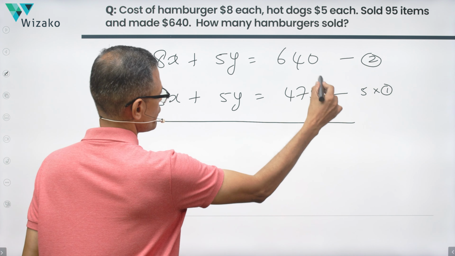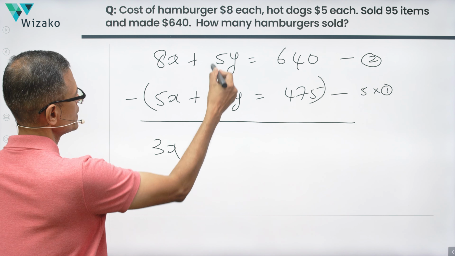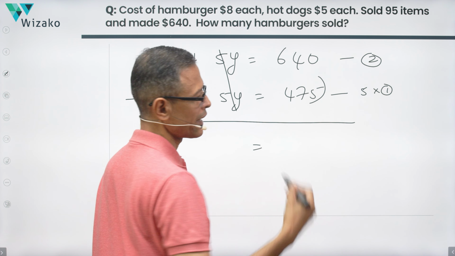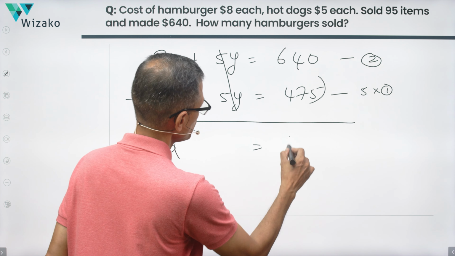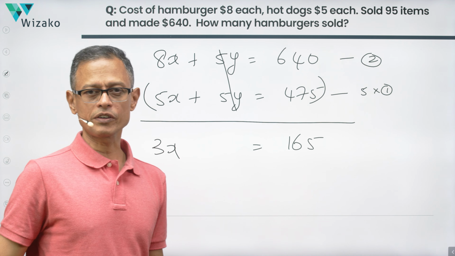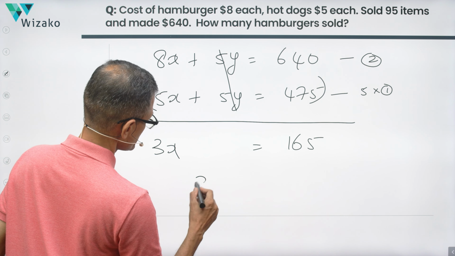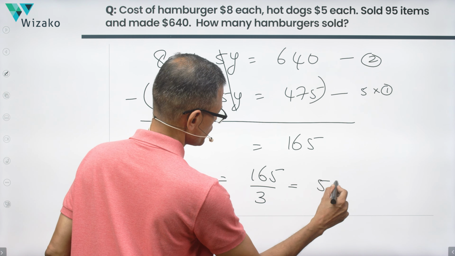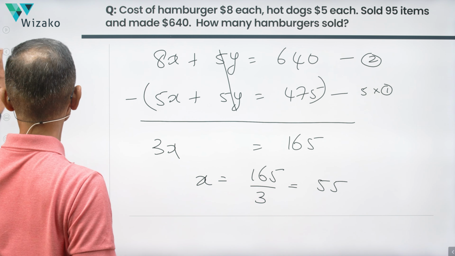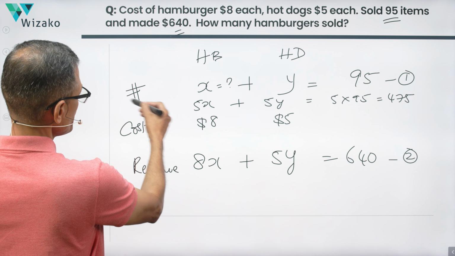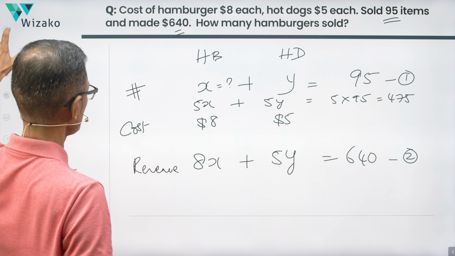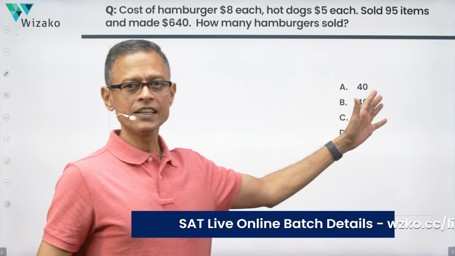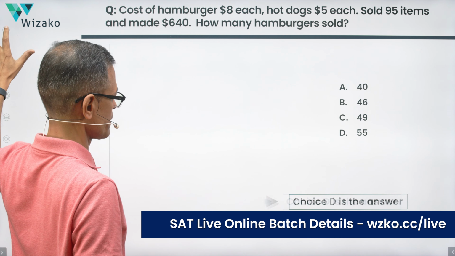8x minus 5x will leave us with 3x. 5y and 5y will cancel to leave us with a 0. 640 minus 475 is equal to 165. So this is what we have. 3x equals 165. X is equal to 165 by 3, which is equal to 55. What is X? Just go back. X is the number of hamburgers sold, which is what we need to find out. So they sold a total of 55 hamburgers on that Saturday. Choice D is the correct answer to this question.